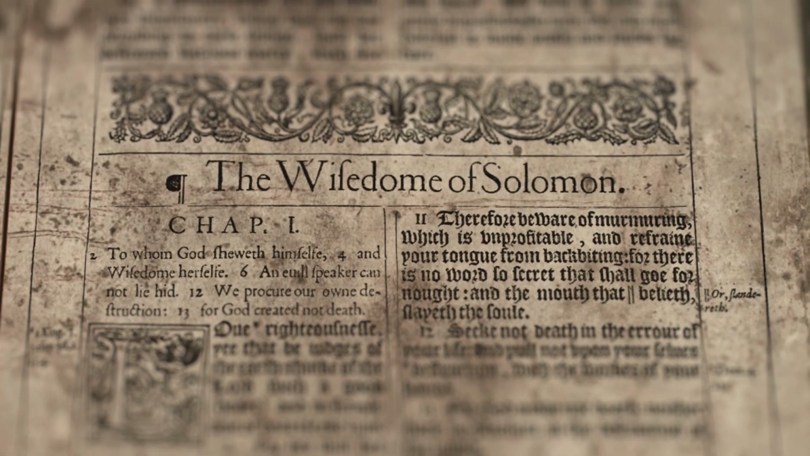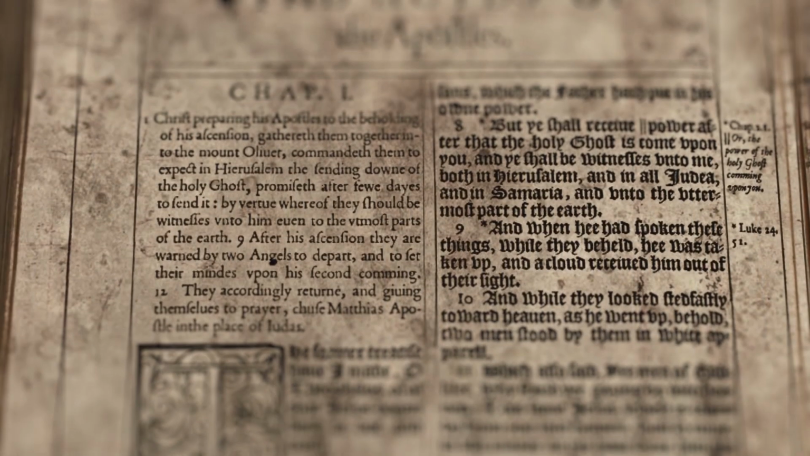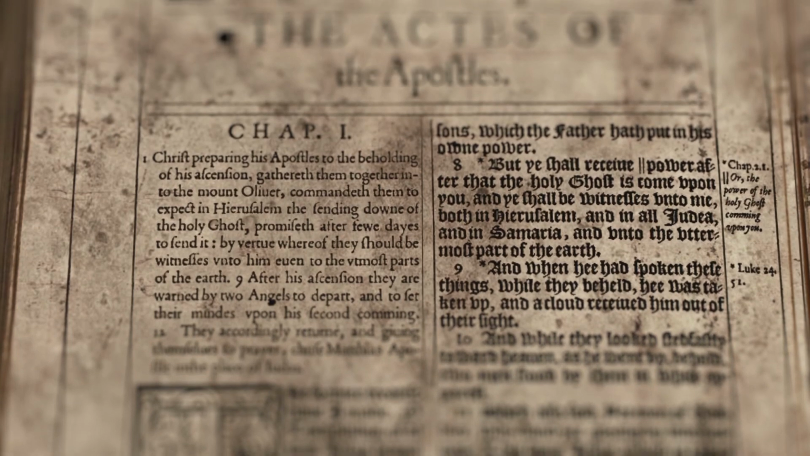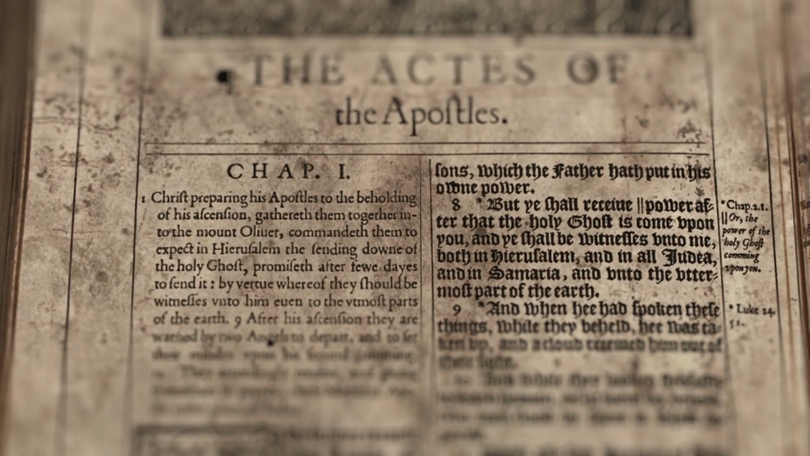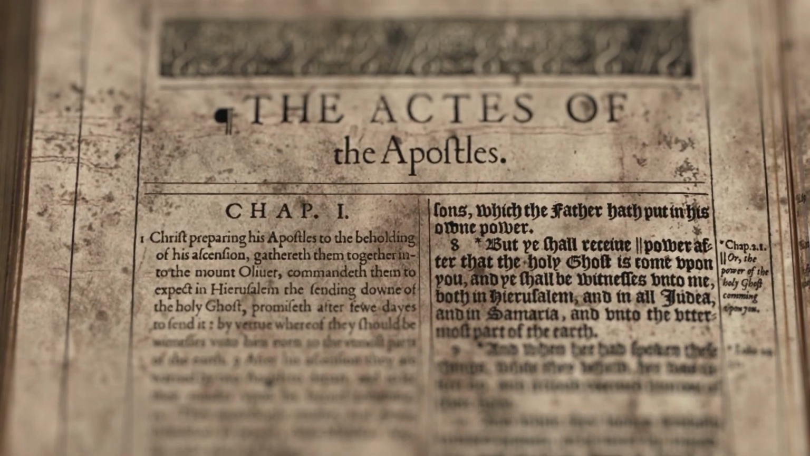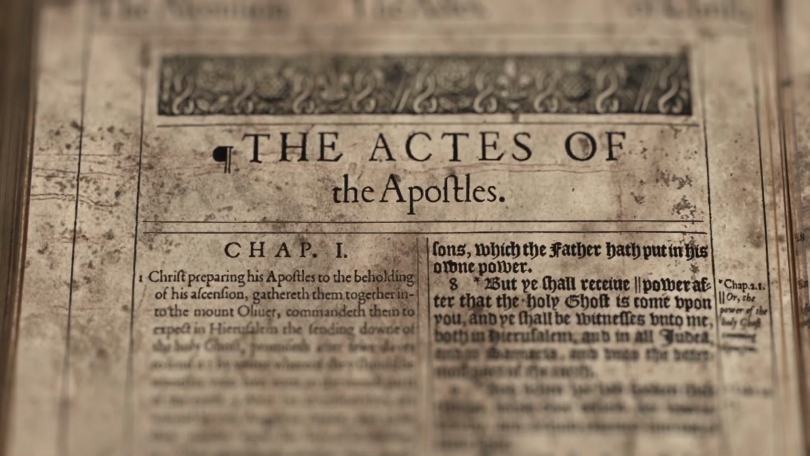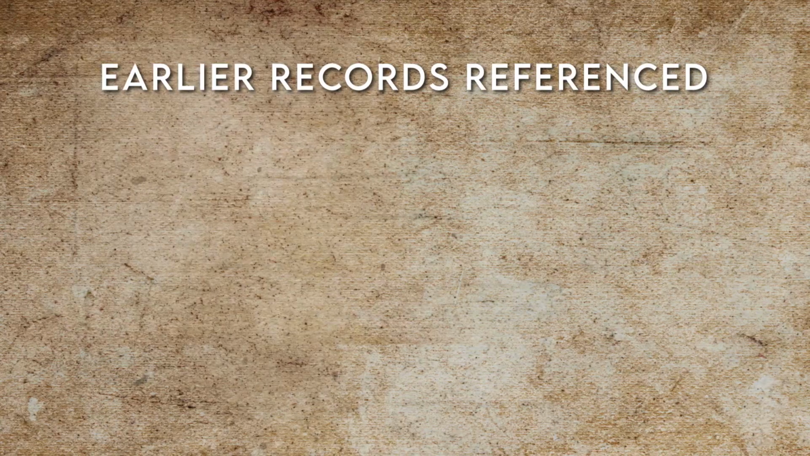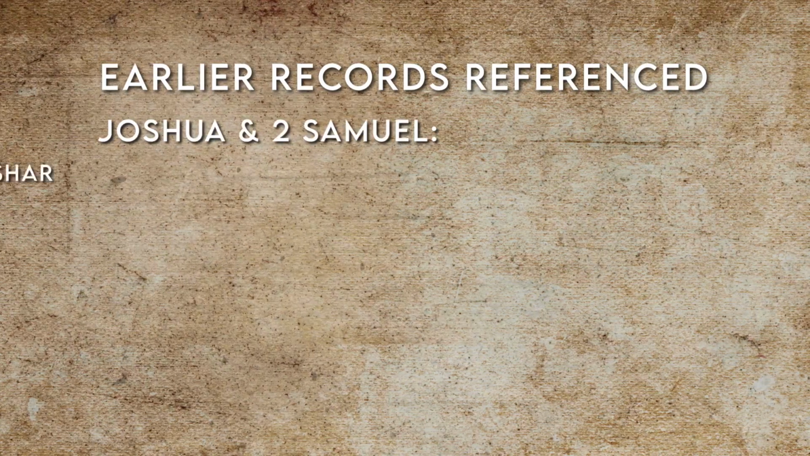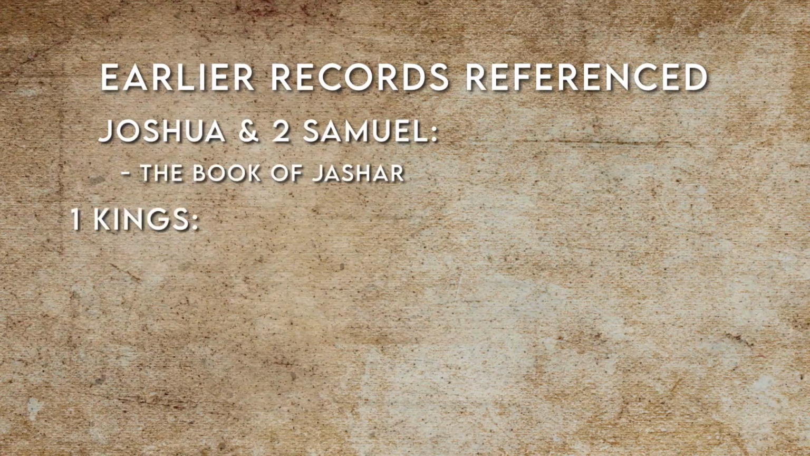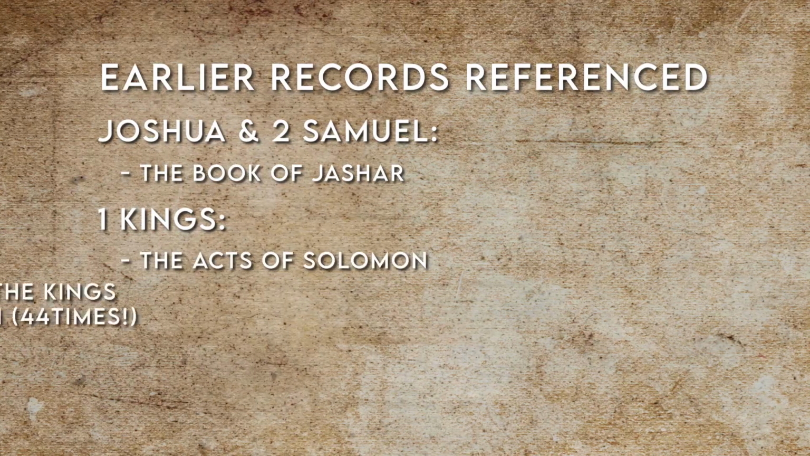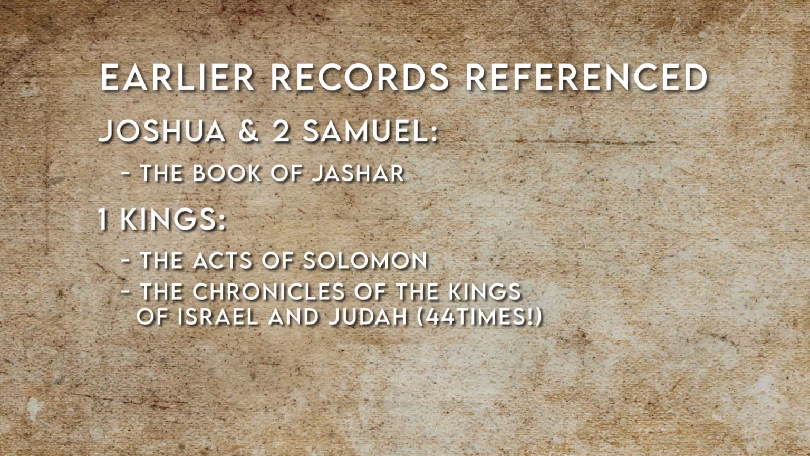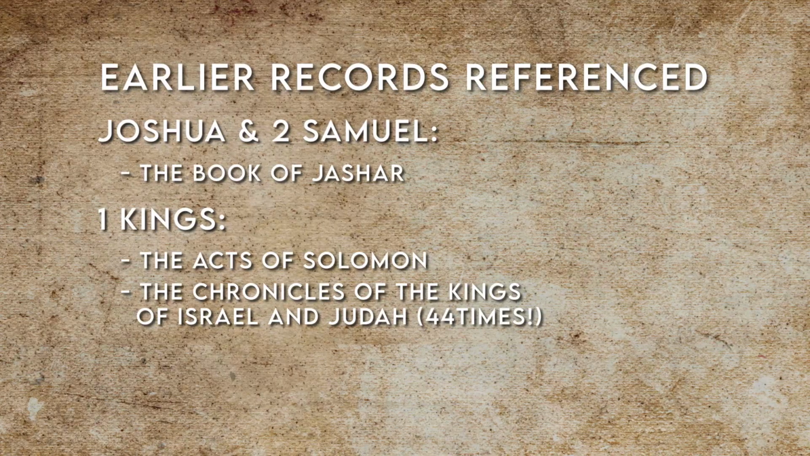In various places, the Bible makes it clear that these books are not purely human productions, but that the writers were guided by the Spirit of God, in this case, as they used earlier records for their facts. Here are a few more examples. Joshua and 2 Samuel mention the book of Joshua. 1 Kings references the Acts of Solomon and the Chronicles of the Kings of Israel and Judah 44 different times.